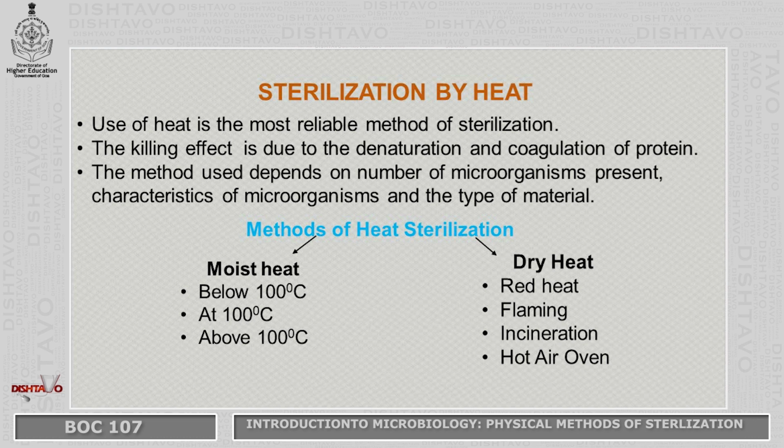The methods of heat sterilization are again divided into two types, that is moist heat sterilization and dry heat sterilization. Moist heat sterilization involves the use of moisture to sterilize various items. Dry heat sterilization is a moistureless sterilization. It basically works on the principle of conduction. Moist heat sterilization can be done below 100 degrees Celsius, at 100 degrees Celsius and above 100 degrees Celsius. Dry heat sterilization is done by red heat, flaming, incineration and hot air oven.